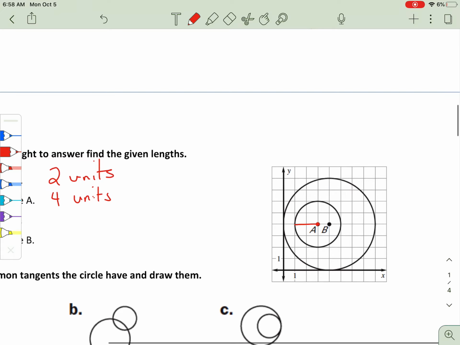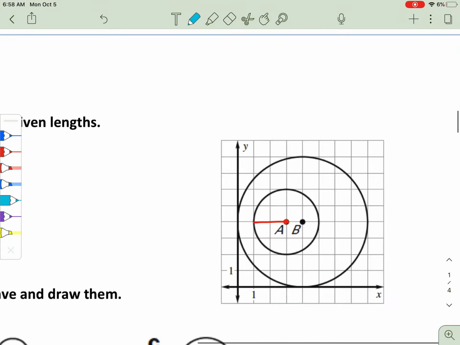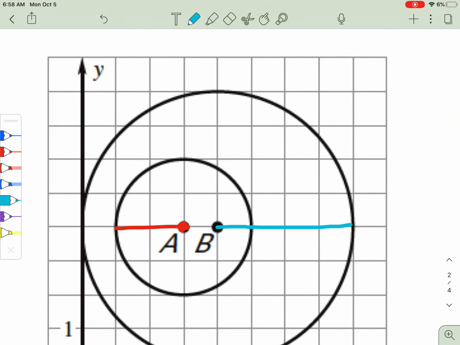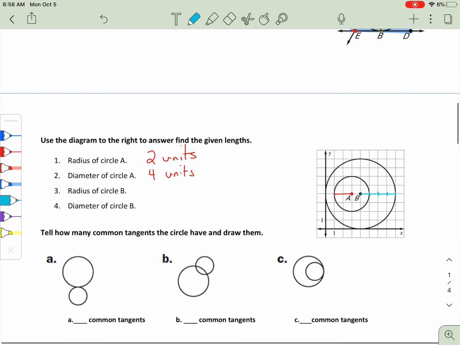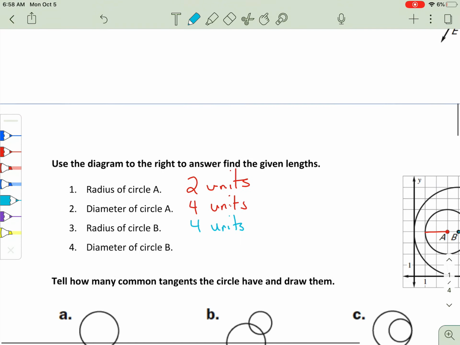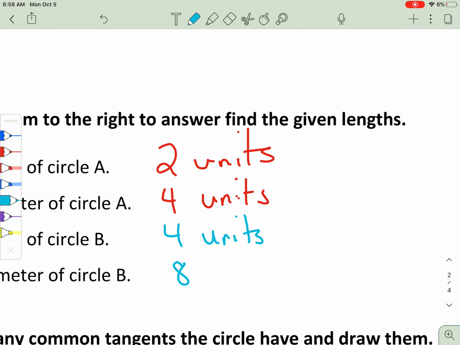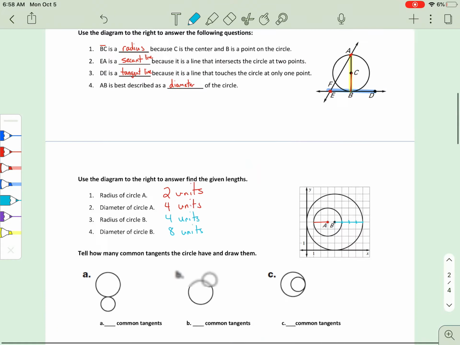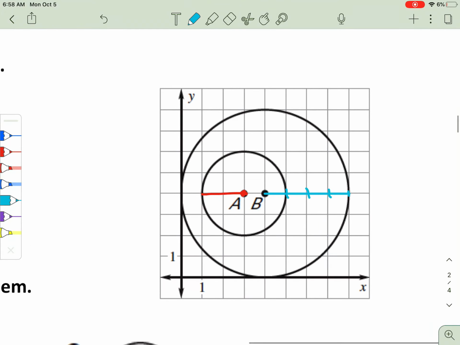Radius of circle B. Circle B goes from here all the way outside. So it'd be 1, 2, 3, 4. 4 units. And the diameter then is double that, which is 8 units. And you could always verify that by saying 4 plus 4, right?